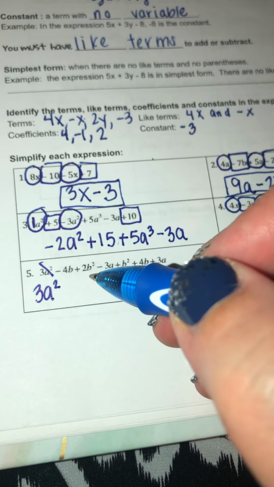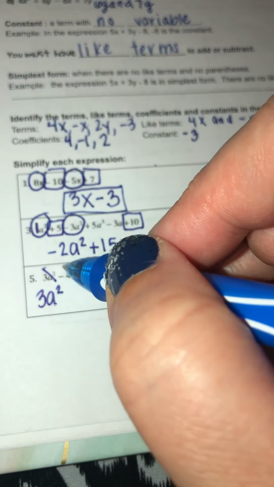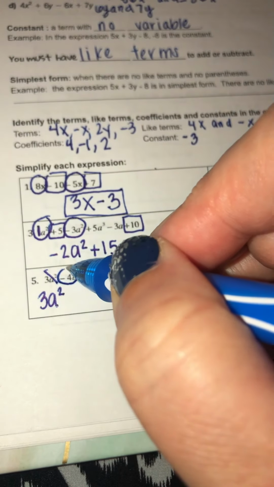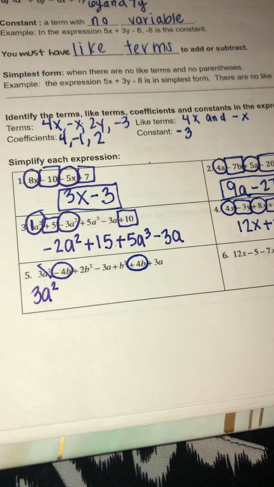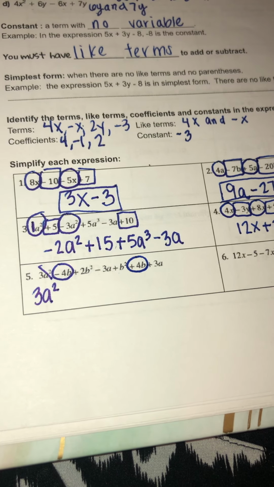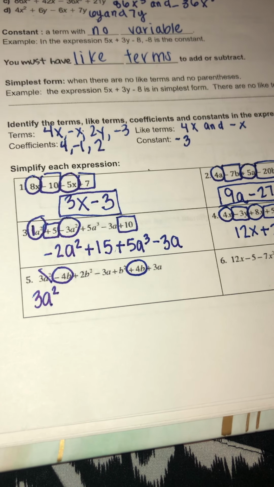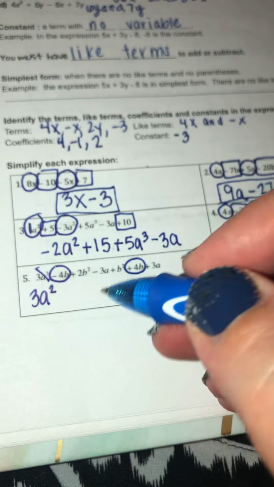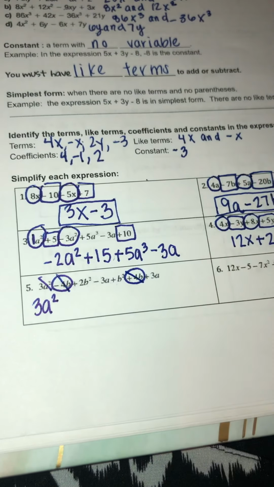Negative 4b. I see 4b over here, so I have negative 4b. That's going to combine with positive 4b. Now, if I have negative 4 plus 4, that's a 0 pair. So that means I have 0b. Some of us would want to write plus 0b, but there's no need to. Since it zeroes out, it completely goes away.